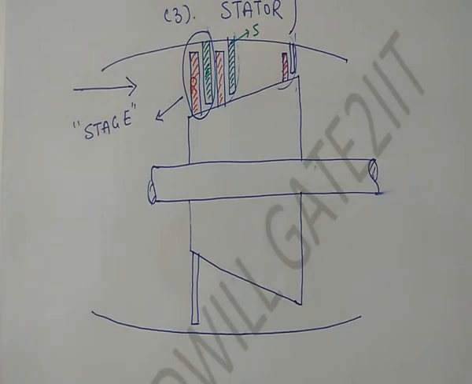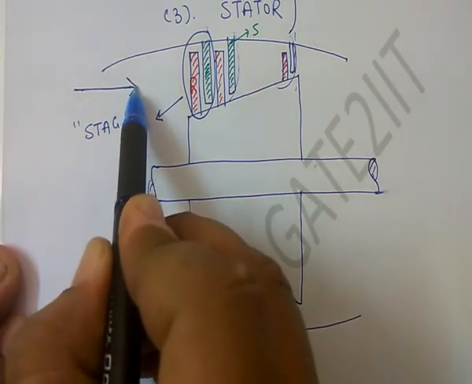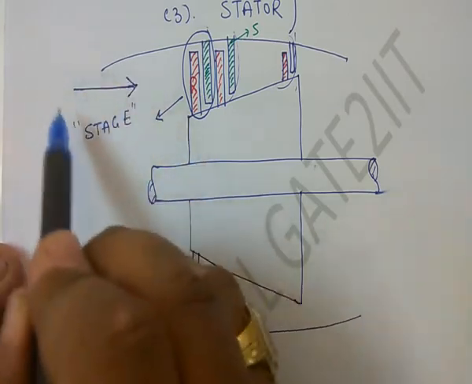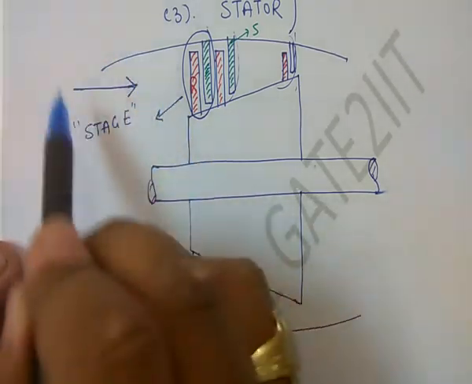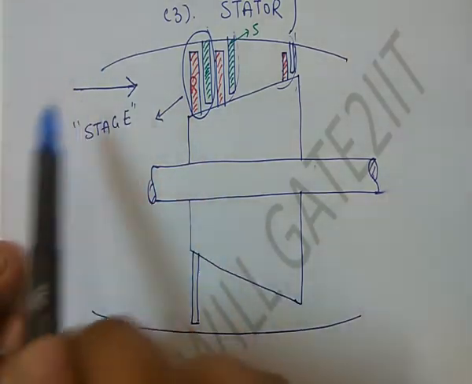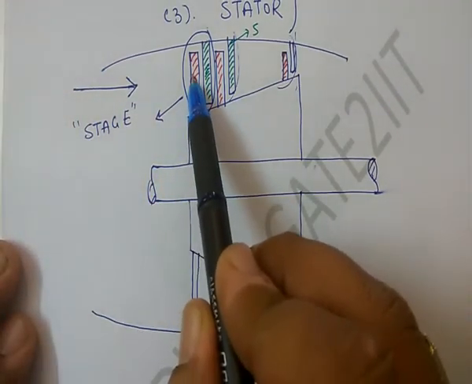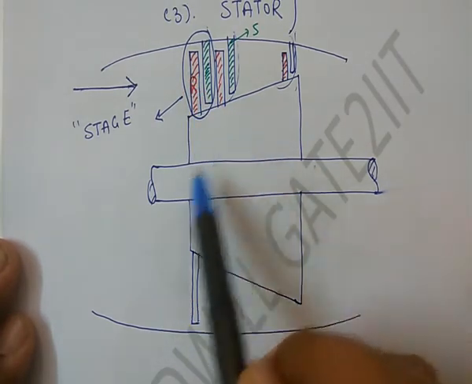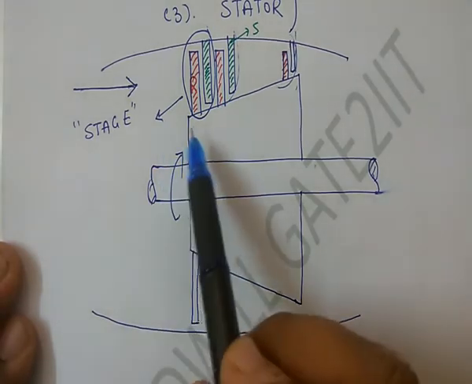Alright, so now see what happens. So flow enters in this direction. Now this is very slow moving, very low energy air which is coming inside the aircraft engine, because we have a diffuser before this. Now what happens? This rotor is rotating at very large RPM.